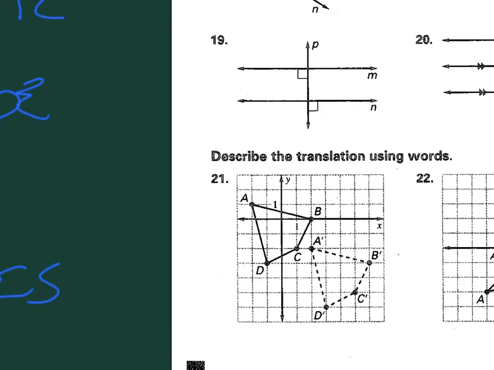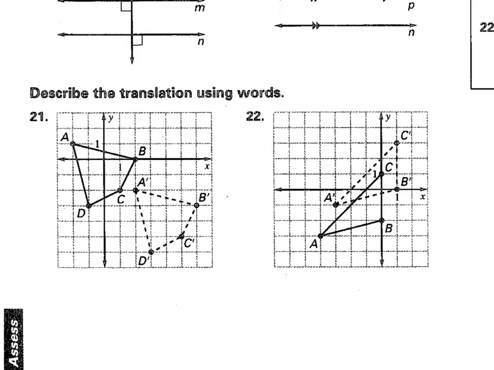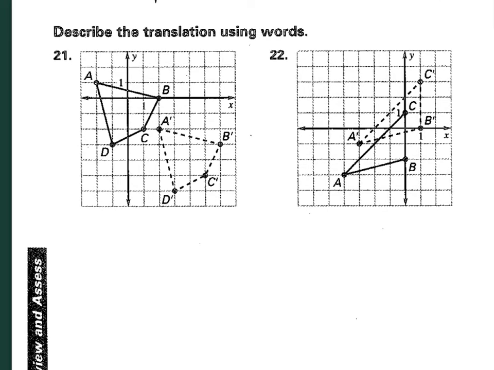So once you're done with that, we'll zoom in and we'll look at the last two questions on the test. You're to describe the translation using words. So here is the original. Okay, the dotted one is the new shape. Tell us how many units is it changing. How many units left or right, how many units up or down, using words.